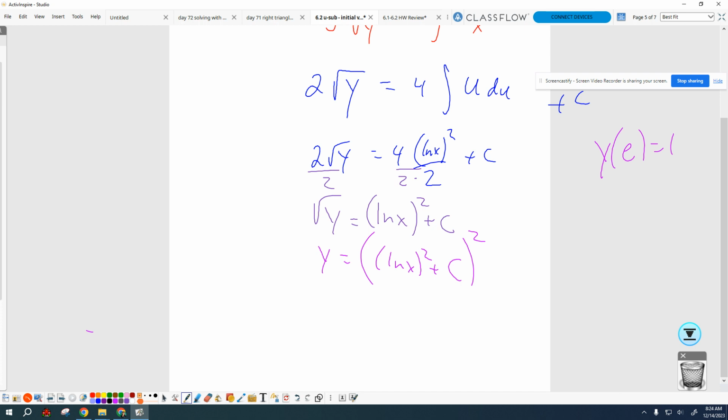Brooke, how do I find the value of c? Let me just plug in 1 for y and e for x. What's the natural log of e? 1. 1 squared is 1, so 1 equals 1 plus c squared. What is c? 0.